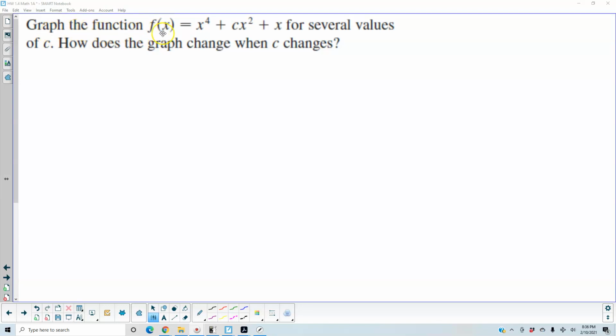Okay, we want to graph the function f of x, which is equal to x to the fourth plus c times x squared plus x for several values of c. How does the graph change when c changes?